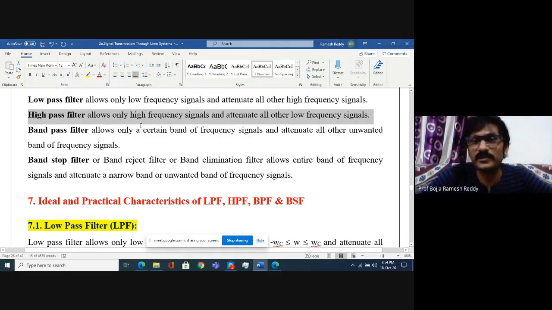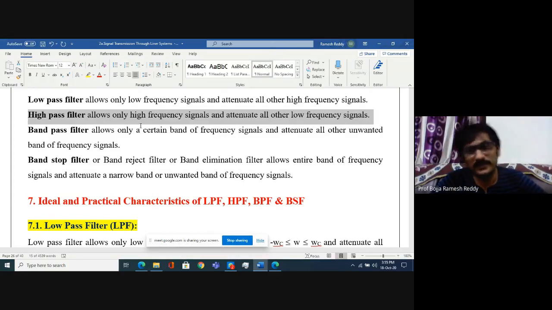Sometimes we say a high pass filter allows high frequencies, but frequency is not available in the market. We are getting signals, we are transmitting signals, and that signal has some frequency, which may be high frequency or low frequency. Here, a high pass filter allows high frequency signals, not high frequencies, and attenuates all other low frequency signals.